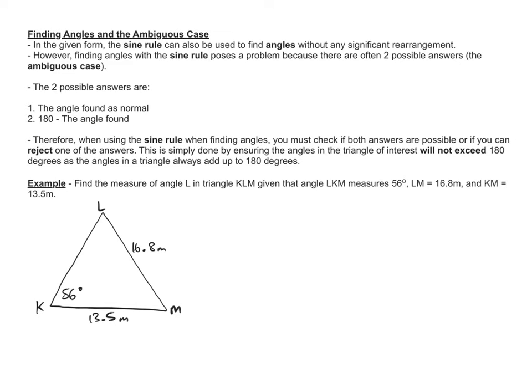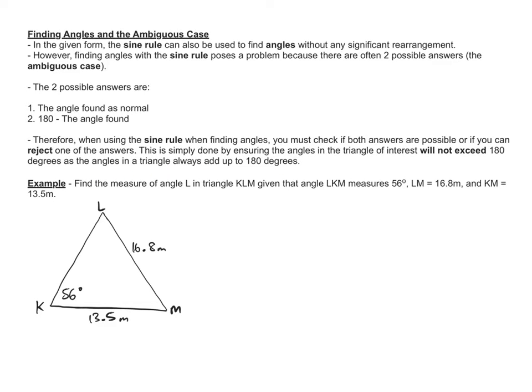So we can't just be accepting of two answers. When you use the sine rule and you find angles, you need to check if both answers are possible, or if you can reject one. And this is easy to do, you just need to be aware of it. You need to ensure the angles in the triangle do not exceed 180 degrees.